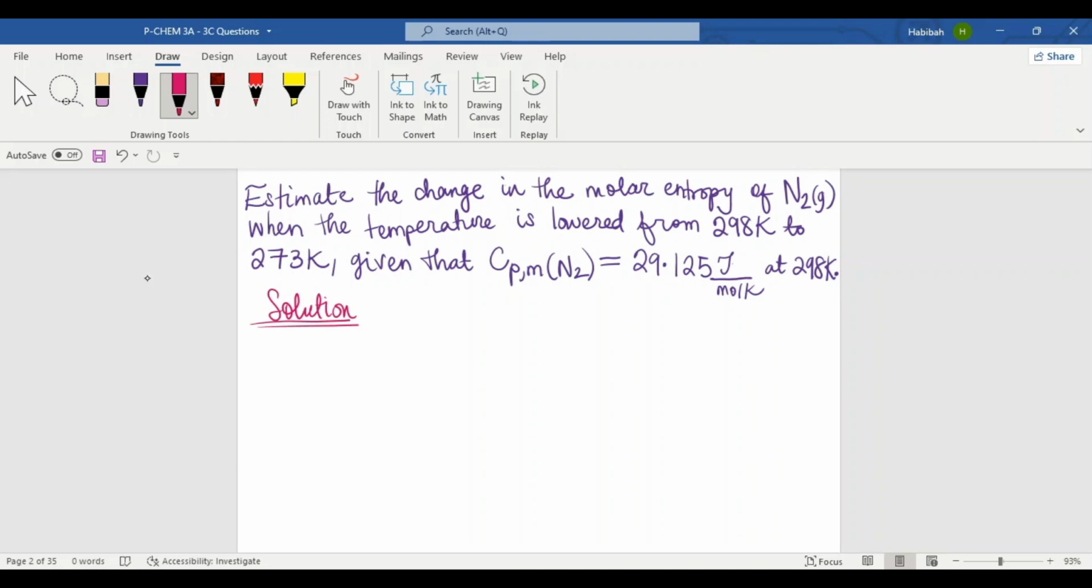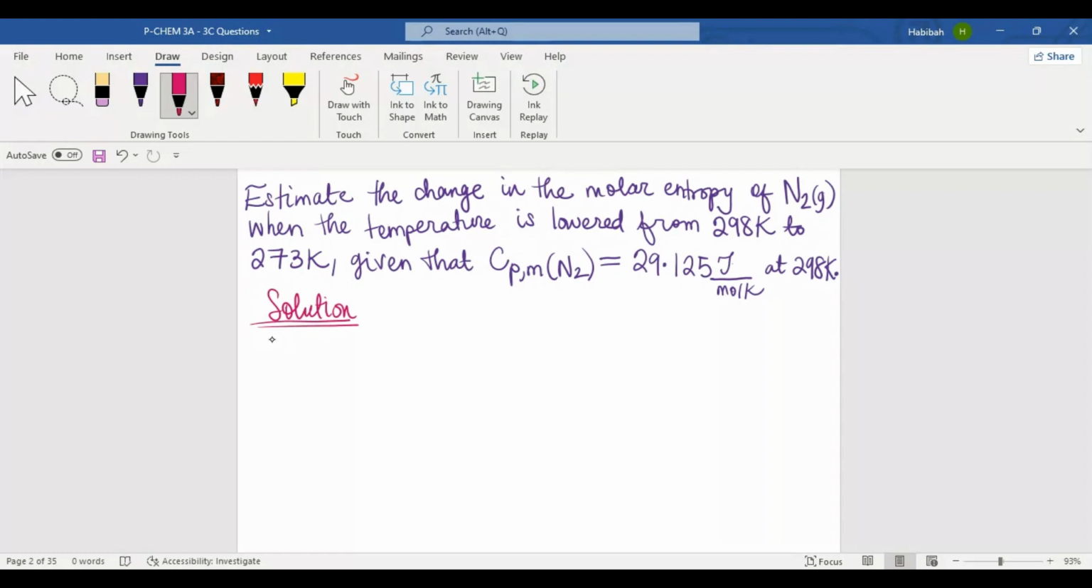So today we're going to be working on the question on the screen that says: estimate the change in molar entropy of N2 gas when the temperature is lowered from 298 kelvins to 273 kelvins, given that the molar heat capacity at constant pressure of N2 gas, or nitrogen gas, is 29.125 joule per mole Kelvin at 298 kelvins. Now we're dealing with a change in molar entropy question, meaning that we're not trying to solve for the molar entropy for anything. We're just trying to solve for a change.